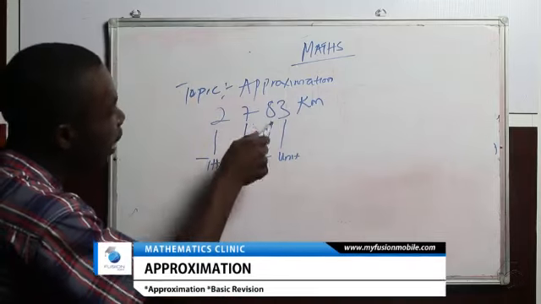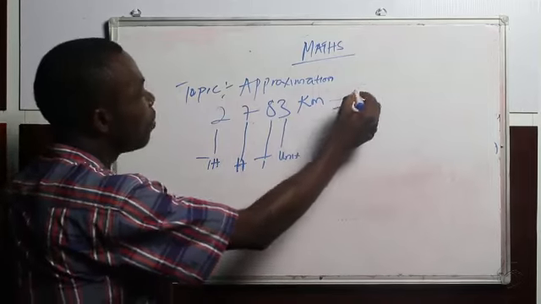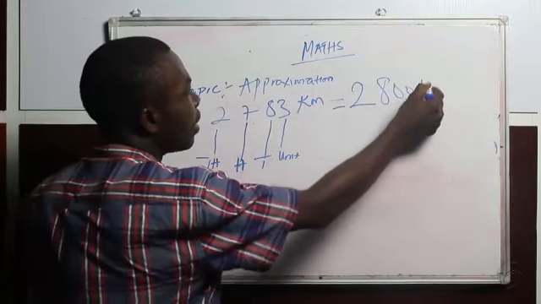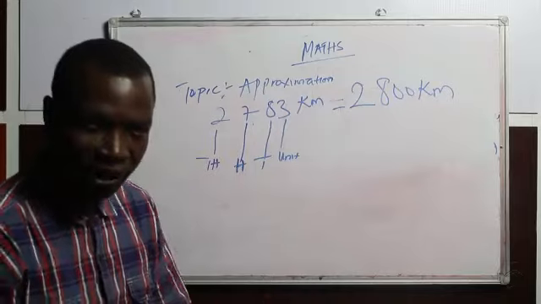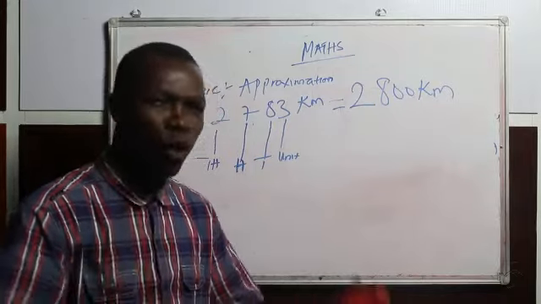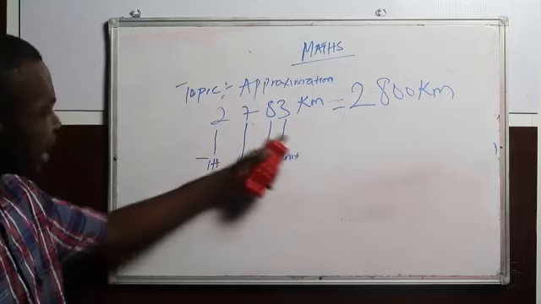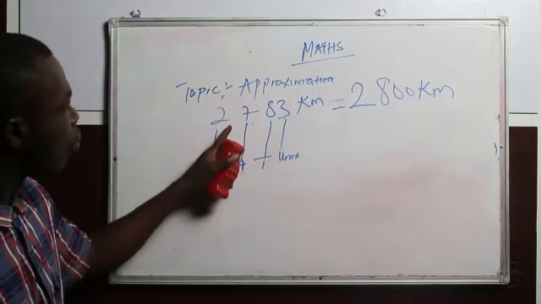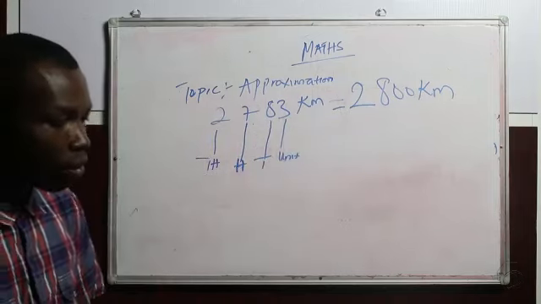Therefore, 2783 can be approximated to 2800 kilometers, because 83 is greater than 50, which is more than half of 100. So if we want to approximate this value to the nearest 100, it is 2800 kilometers.